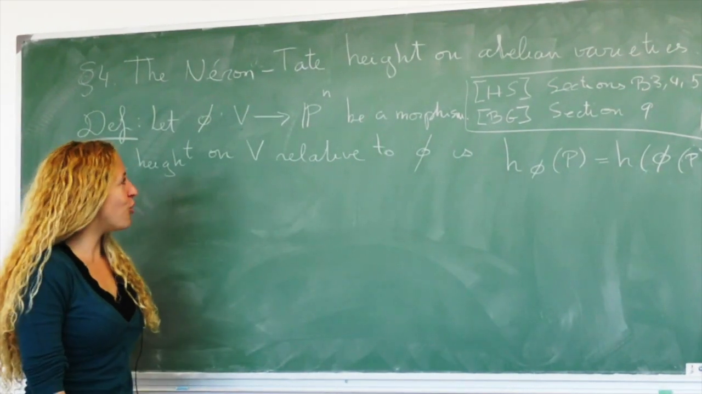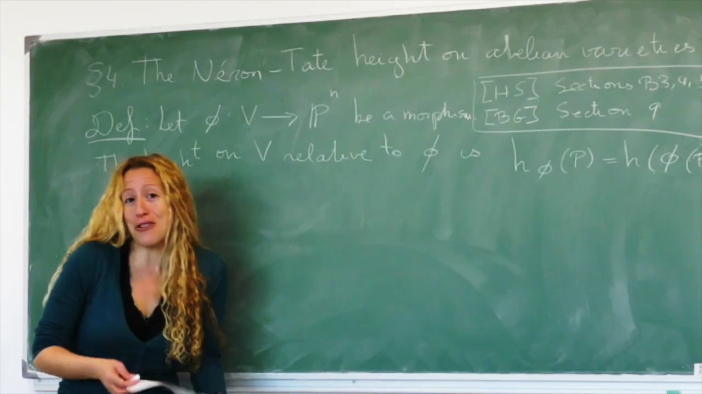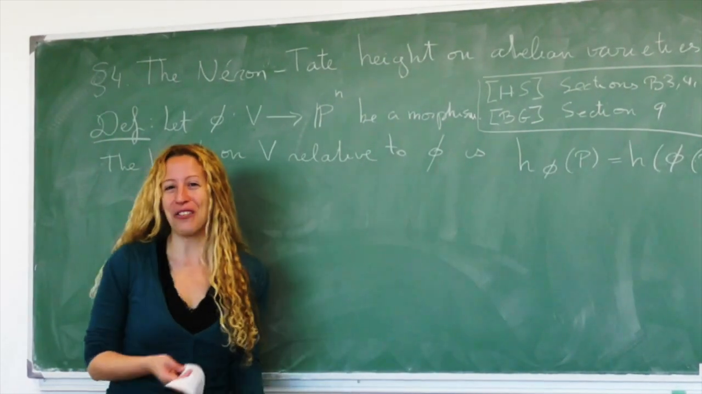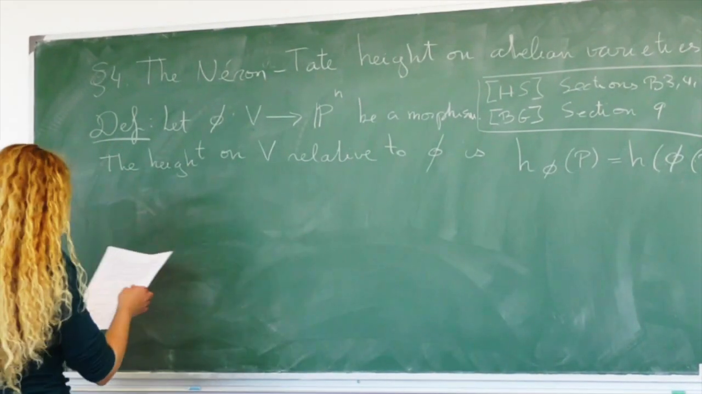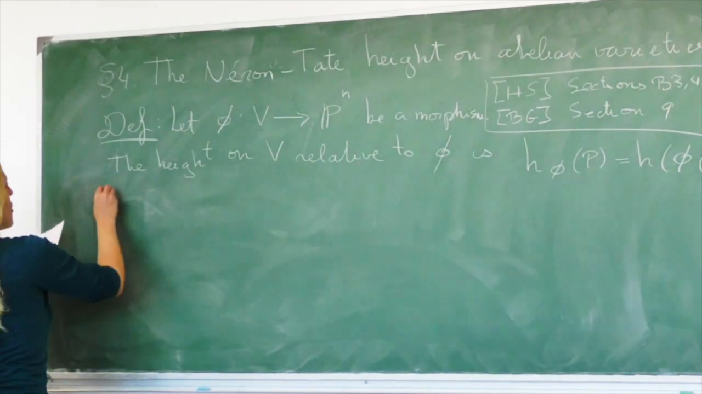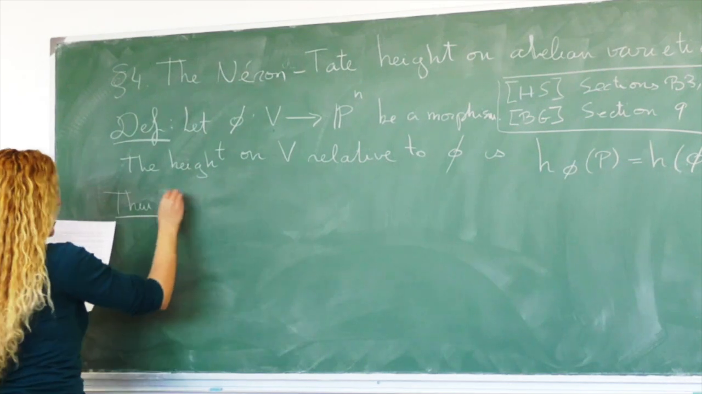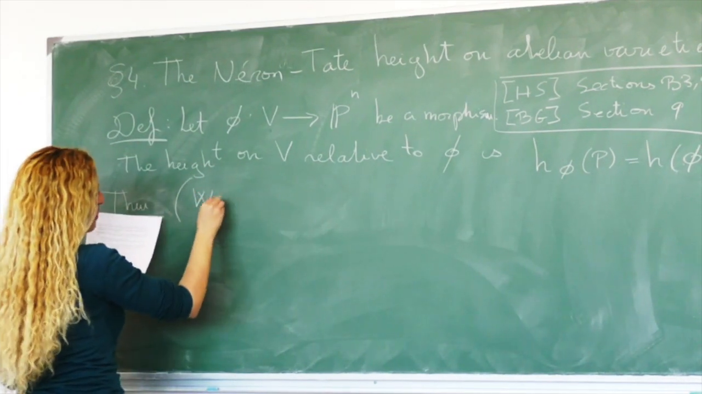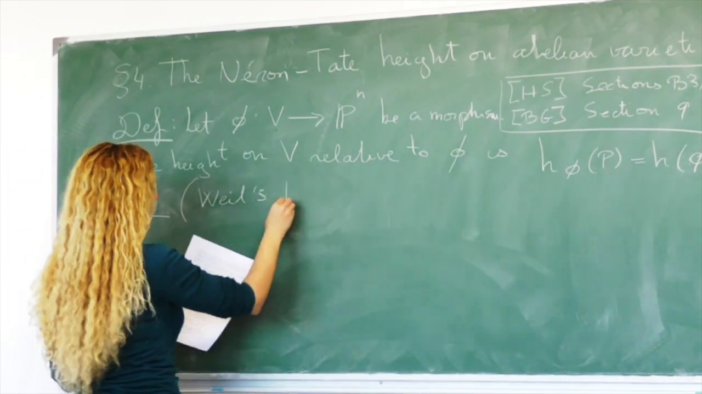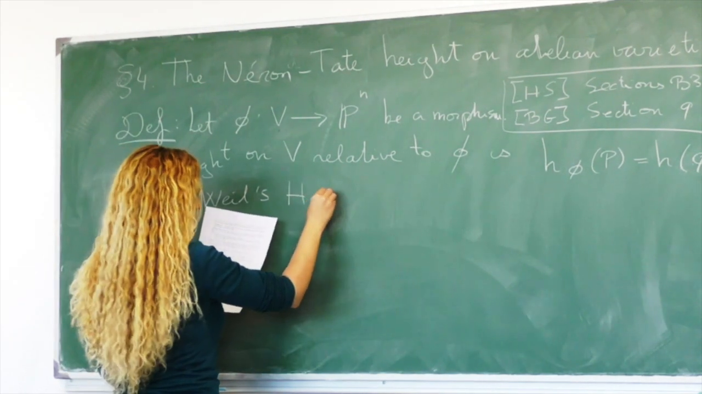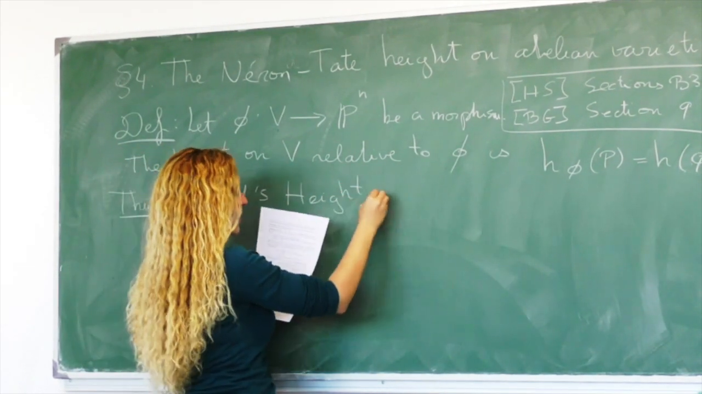Okay, very well. So we give this definition, but now, of course, we want to study the properties of this height that we have defined. So, theorem: we'll see those properties. And actually, this theorem has a funny name. It is called the Weil height machine.